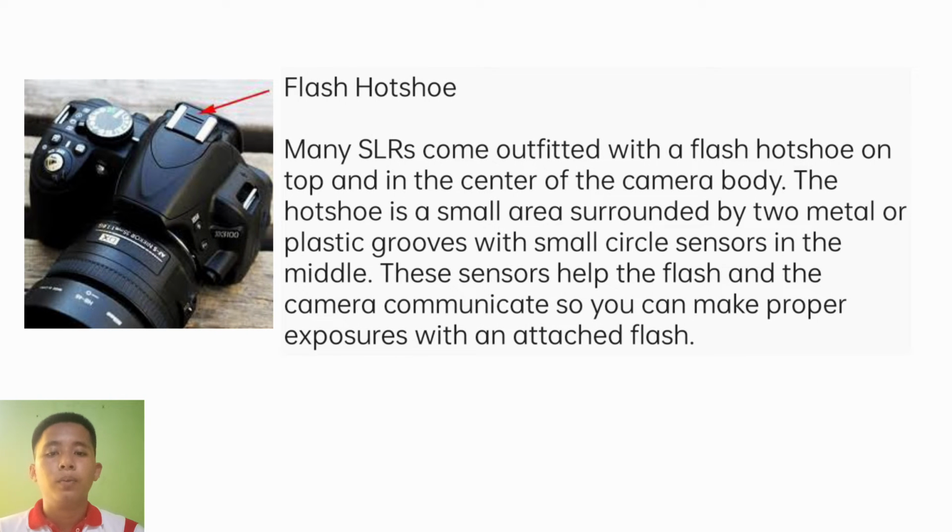Flash hot shoe. Many SLRs come outfitted with a flash hot shoe on top and in the center of the camera body. The hot shoe is a small area surrounded by two metal or plastic grooves with small circular sensors in the middle. These sensors help the flash and the camera communicate so you can make a proper exposure with an attached flash.